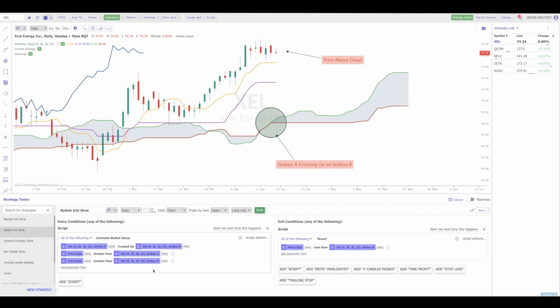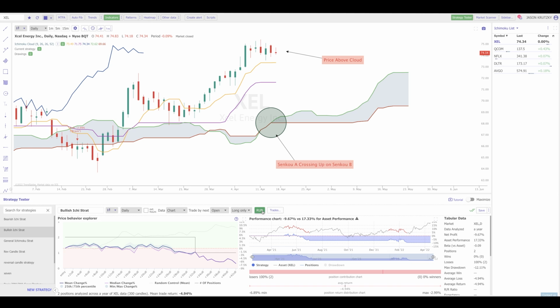Now, every strategy test requires both an entry and an exit criteria. One common exit criteria that's used on a bullish entry is price closing below the Senkou B. So that's what I've got here for my exit. I'm going to click run, and we're going to run this test and see how it performs. We've got the results back.